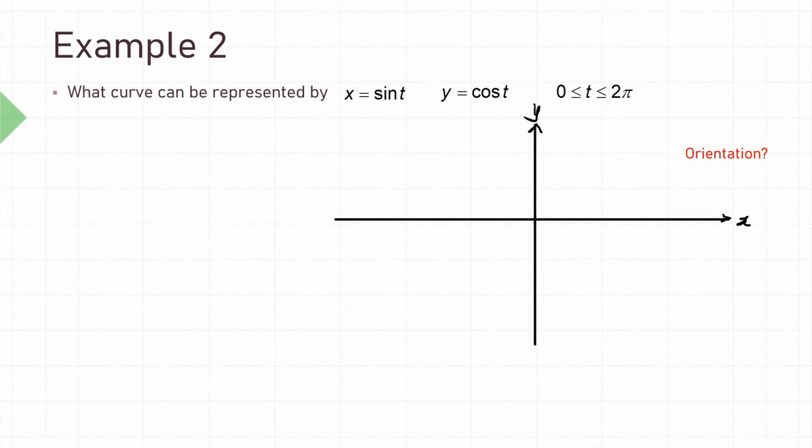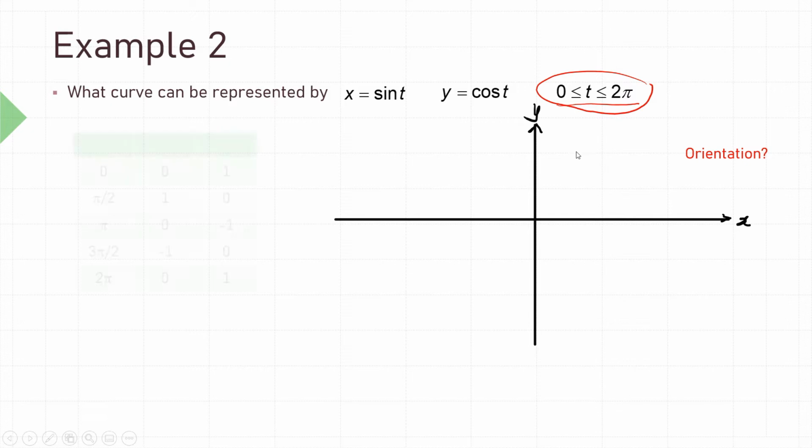What curve can be represented by these parametric equations? x equal to sine t, y equal to cos t, where t is restricted from 0 to 2 pi. What we can do is find the value of x and y for different values of t. So t is from 0 to 2 pi. You can start with 0, pi over 2, pi, 3 pi over 2, up to 2 pi.